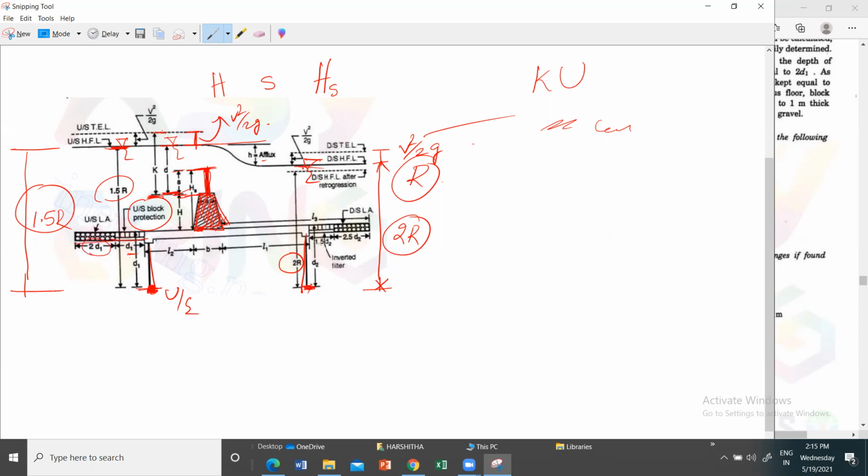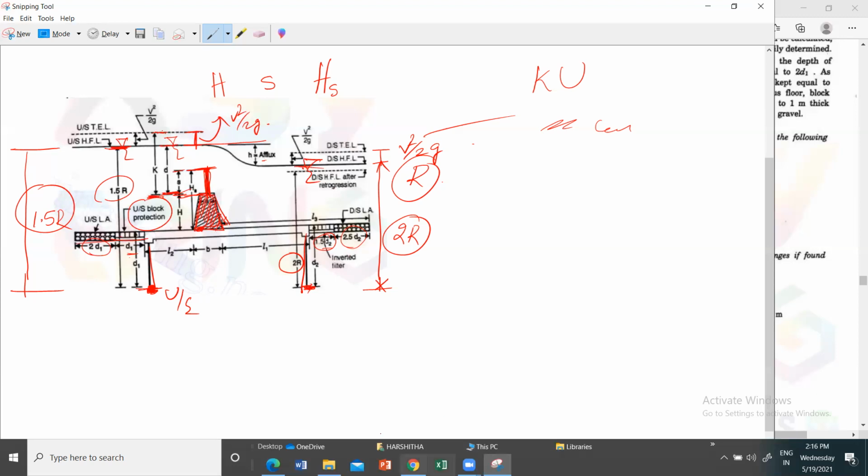Similarly, a downstream side filter will be provided to control the seepage, that is, to control the piping action. Here an inverted filter will be constructed. The length of the inverted filter will be 1.5 times D2, and the length of the downstream side launching apron will be 2.5 times D2. So these are some specifications and dimensions related to this vertical drop.